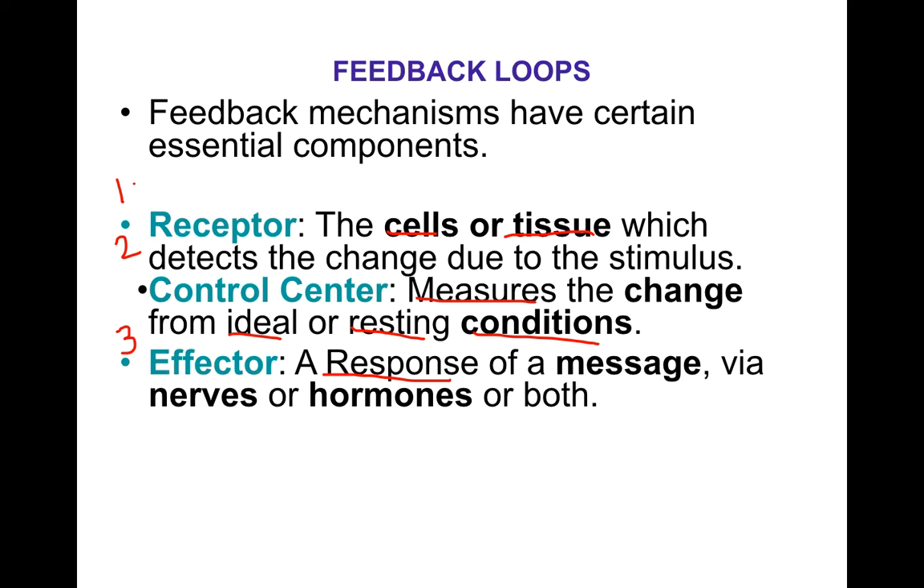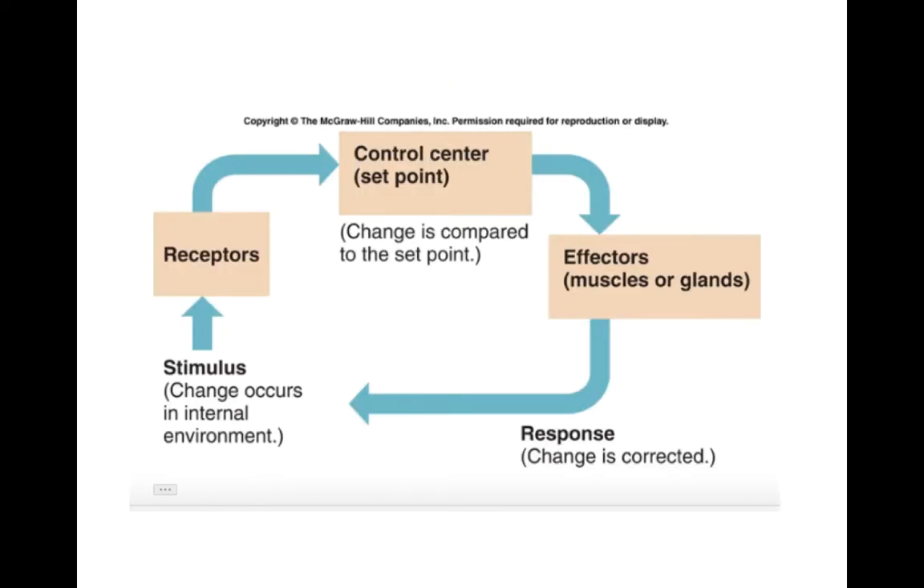It's not normal. It sends it to the control center. The control center monitors it and says, yeah, we need to do something about this. It sends it to the effector, which can do something about it, and it sends out hormones to adjust it back to that normal condition.